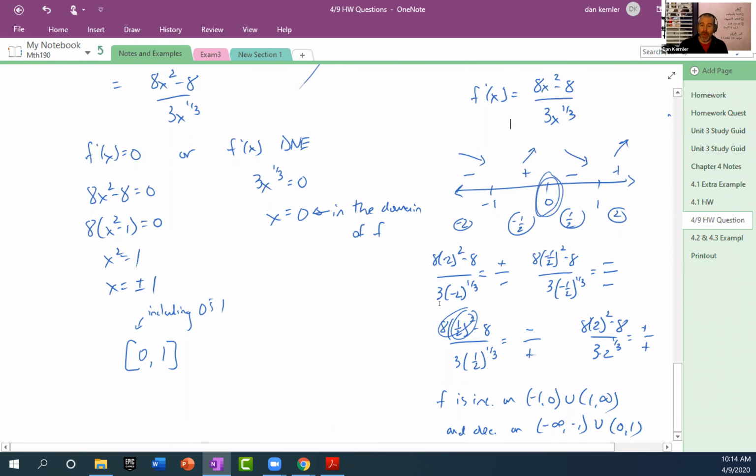Now, you're not going to get any points if you just draw the graph and say, oh, look, it's decreasing from negative infinity to negative 1, 0 to 1. Sorry, that's not how it works. But it's a good way to reinforce. You go back to the graph.